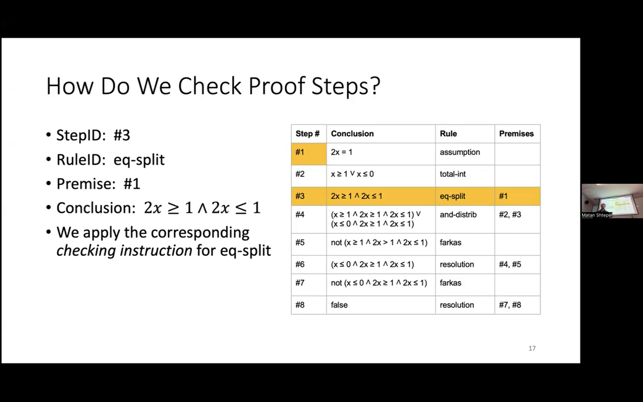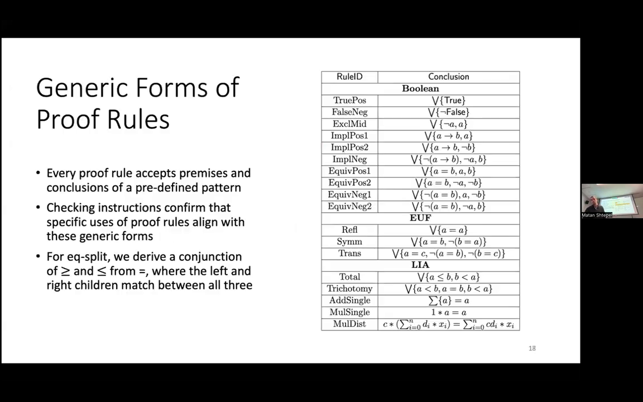To see whether this is a valid derivation, we apply the corresponding checking instruction for eq_split to this step. The way that checking instructions work is that every proof rule within our calculus of rules accepts premises and conclusions of some predefined generic pattern. And the checking instruction for a rule confirms that specific uses of that rule align with the generic form of the rule. For eq_split, our generic form is that we derive a conjunction of greater than or equal and less than or equal from an equality premise where the left and right child match between all 3 of those. Let's take a look at that in action.